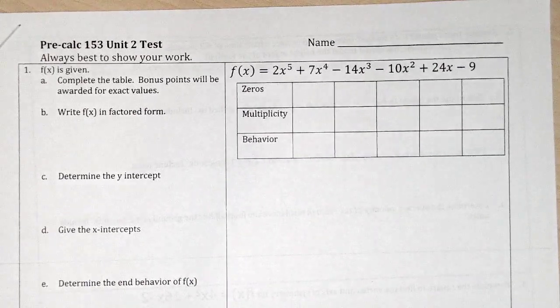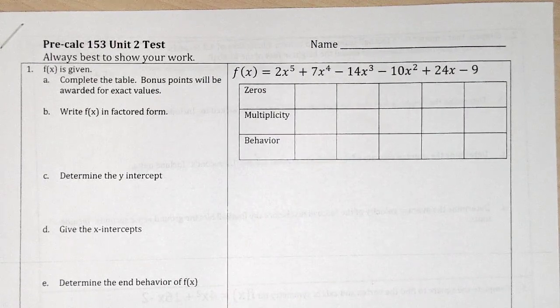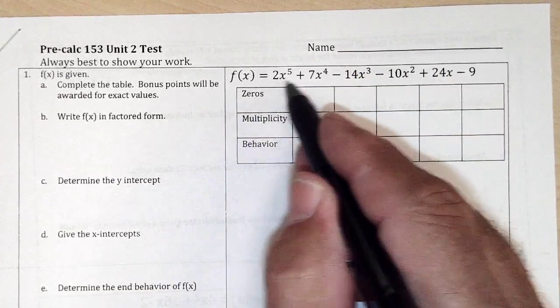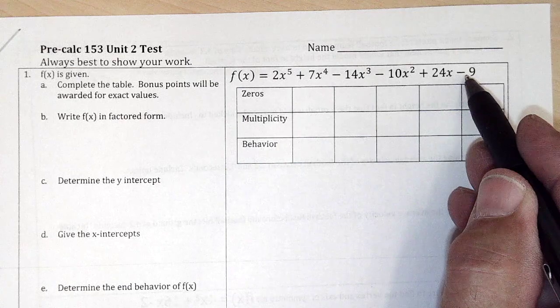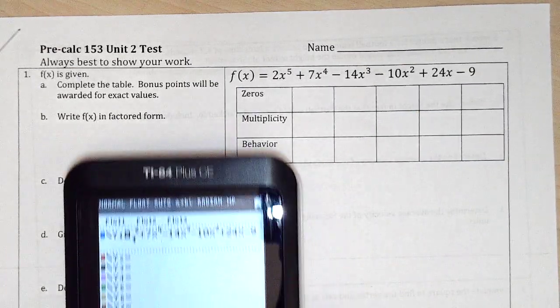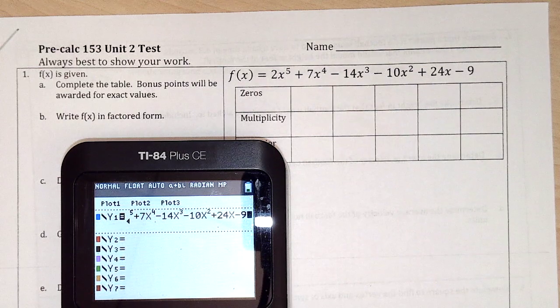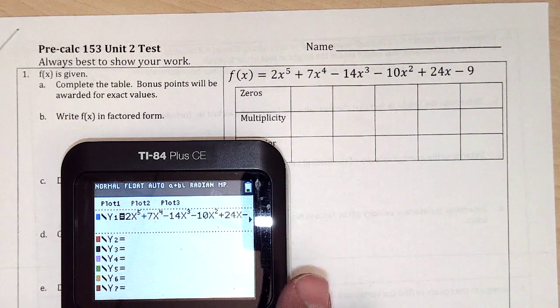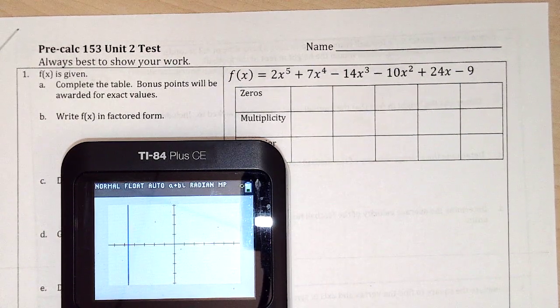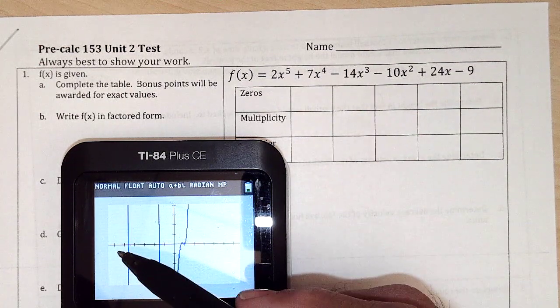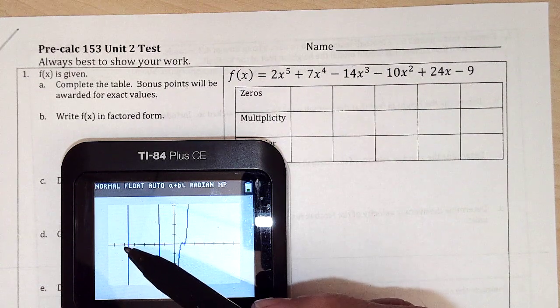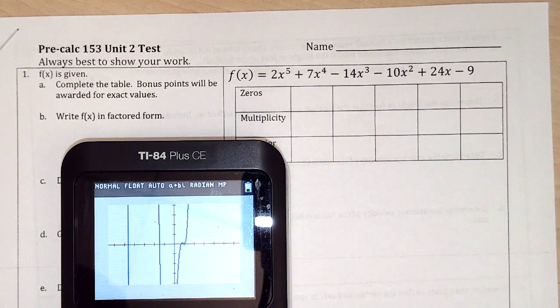Okay, we're going to go over the Chapter 2 test in 153. Unit 2 test, I should say, not Chapter 2 test. So we have this function, and we want to be able to figure out the zeros. So I've typed it into my calculator, and I'm going to go to Zoom 4 and see if I see it. And I think I got a pretty good view of it. Looks like it crosses someplace not very nice there. Let's take a look and see what that is.